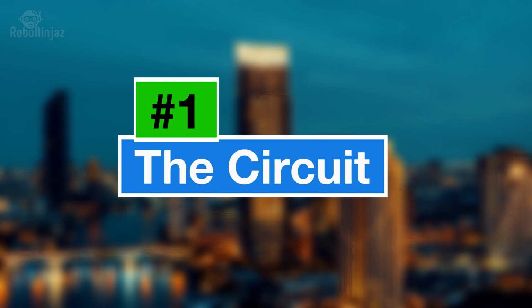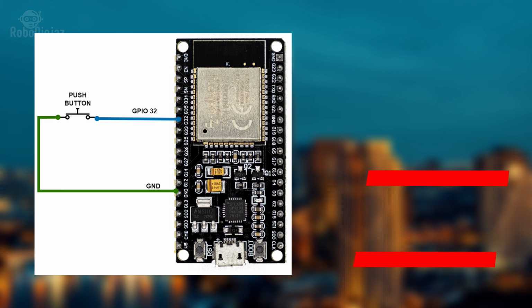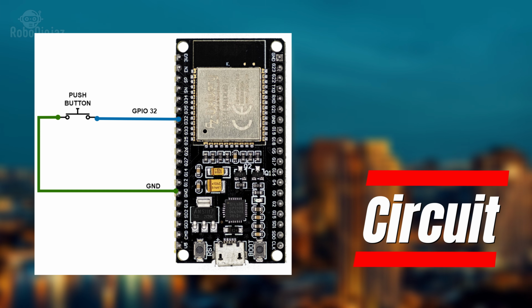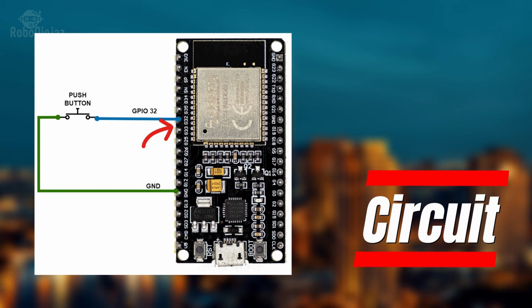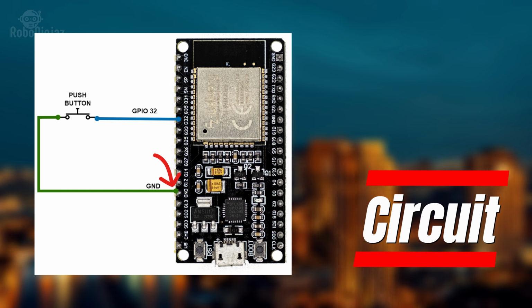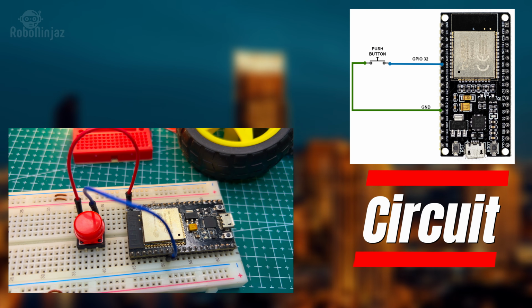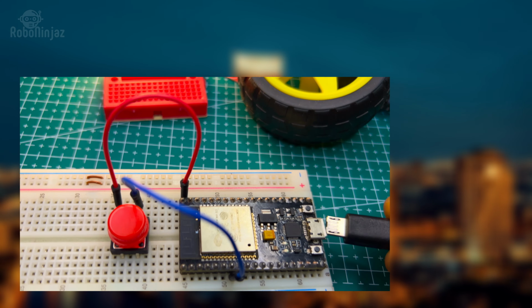The circuit. Alright, this is the circuit we'll be using. One terminal of the push button is connected to GPIO32, while the other is connected to ground. For more details about the push button, check out this video. I have connected the components according to the circuit. Now, we can write the code to read the switch in.